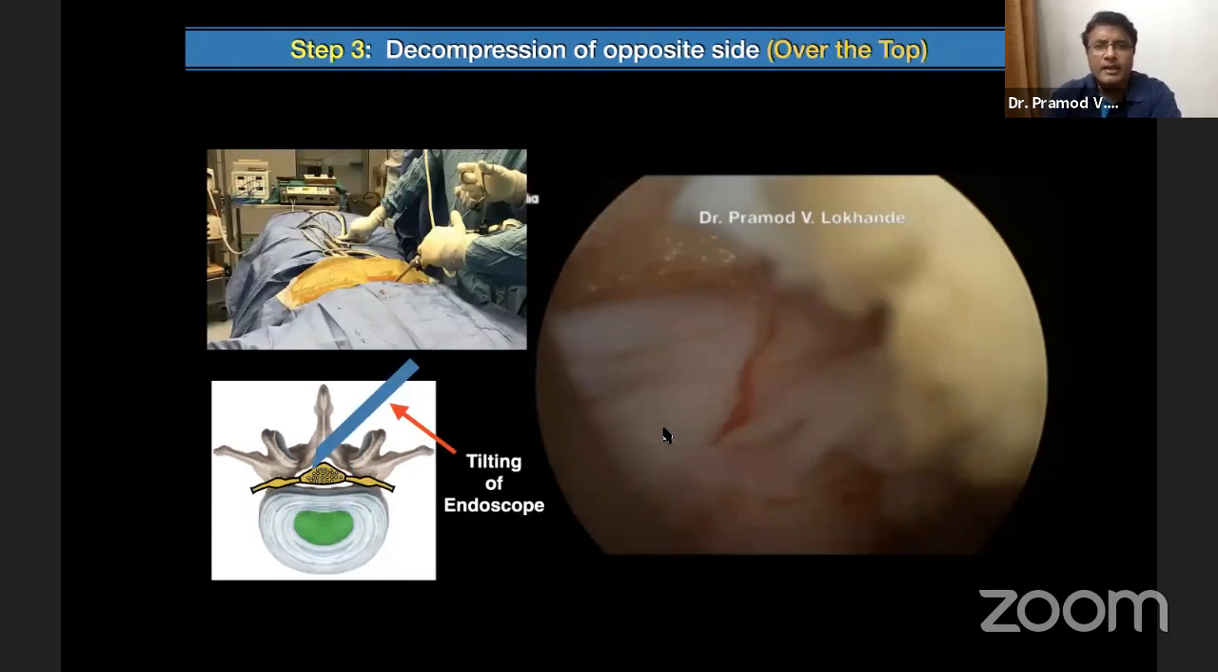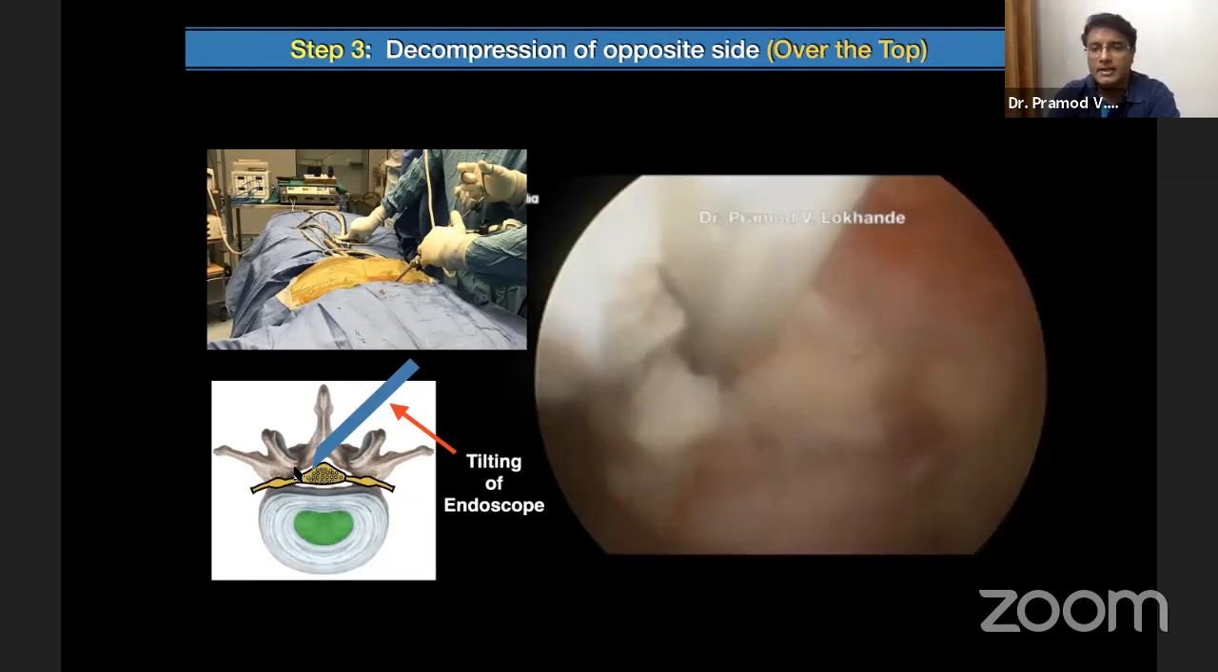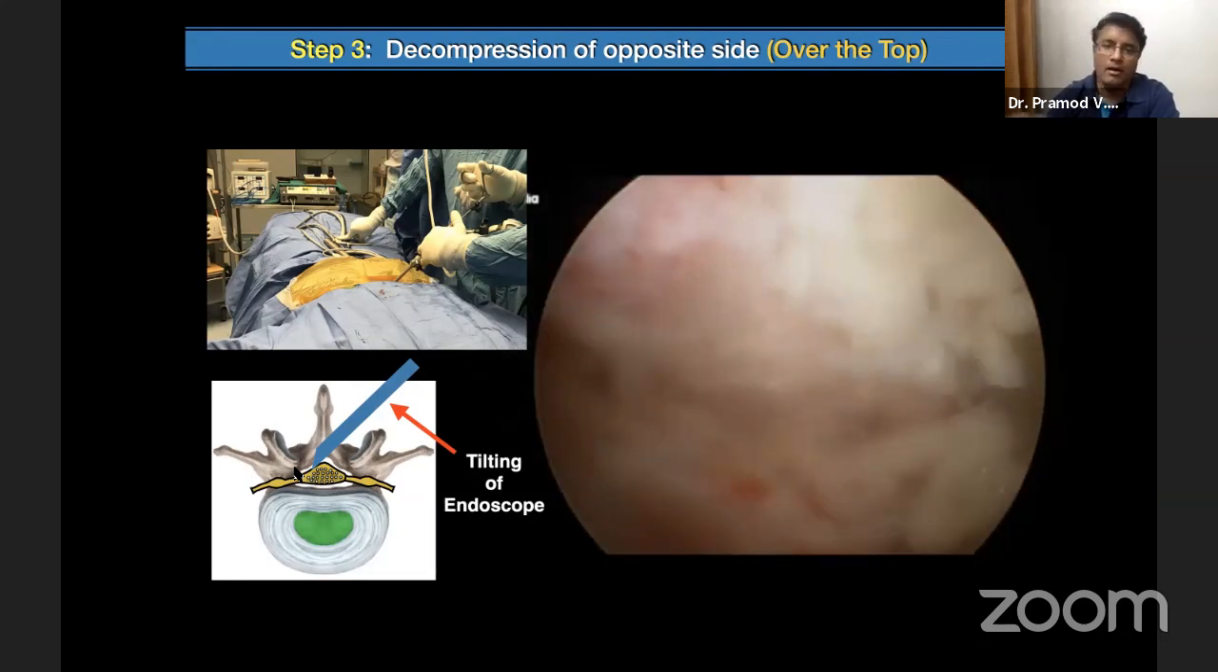So once the ipsilateral decompression is completed, you tilt the endoscope to the opposite side like this. This is the tilting of the endoscope. You pass the endoscope under the opposite lamina, over the dura, under the ligamentum flavum, and you start resecting the ligamentum flavum from the undersurface.